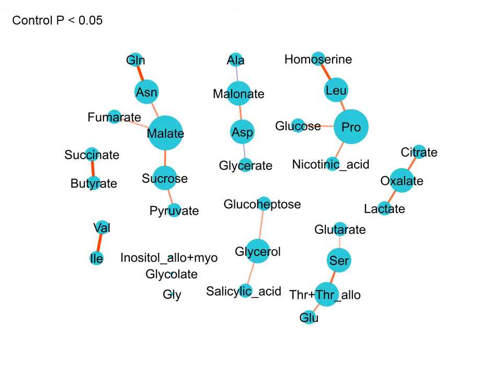You have different modules here. For example, succinate, butyrate, valine, and isoleucine are parts of the network, but they are isolated. You have 1, 2, 3, 4, 5, 6, 7, 8 modules, and inositol, glycolate, and glycine are not connected to any other metabolite. So this is a very simple network, right? Malate is a hub here, proline is a hub here, but the characteristic of this network of plants under non-stress is that the network is fragmented.